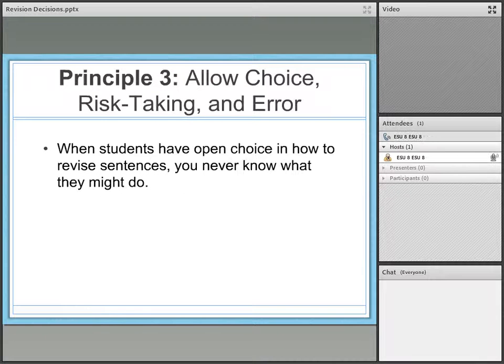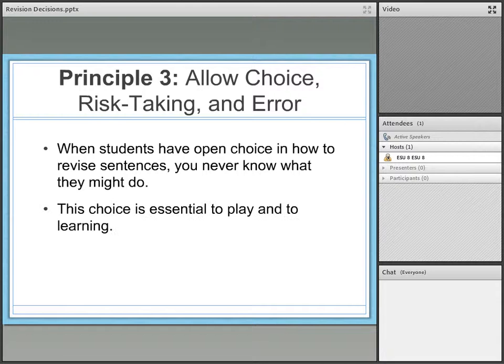Okay, let's move right on to principle 3: allow choice, risk taking, and error. Now, when students have open choice in how to revise their sentences, you and I both know they never know what they're going to come up with, and that is what's exciting. They need to have some choices. They need to do some risk taking. It's essential to the play and the learning that they're going to be doing in order to become the excellent writers that we want them to be.